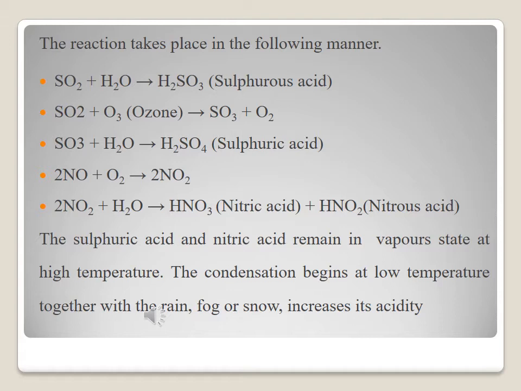Nitrogen monoxide reacts with oxygen to form NO2. NO2, which in turn reacts with water to form nitric acid and nitrous acid. The sulfuric acid and nitric acid remain in vapor state at higher temperature. The condensation begins at low temperature together with rain, fog and snow, which increases its acidity.